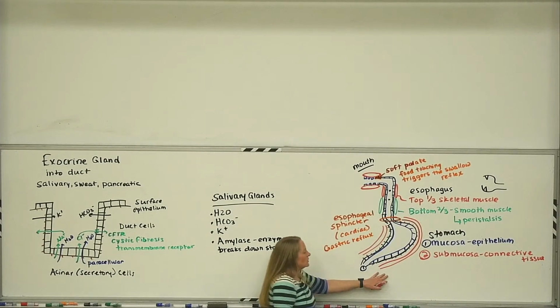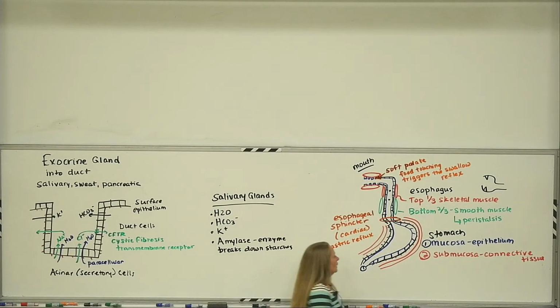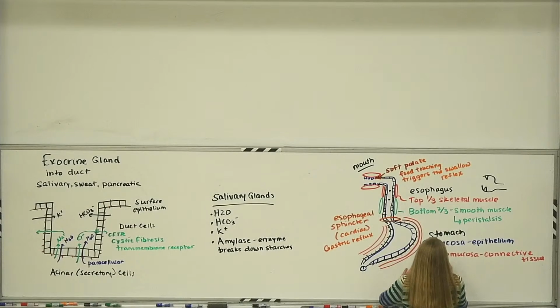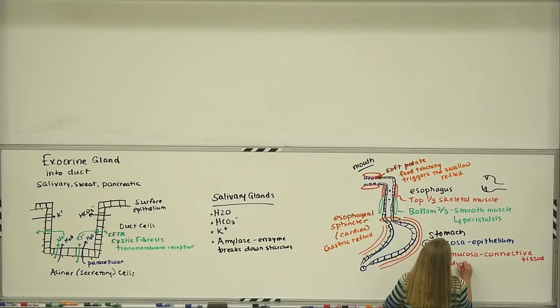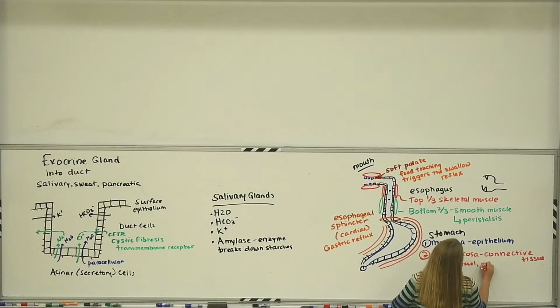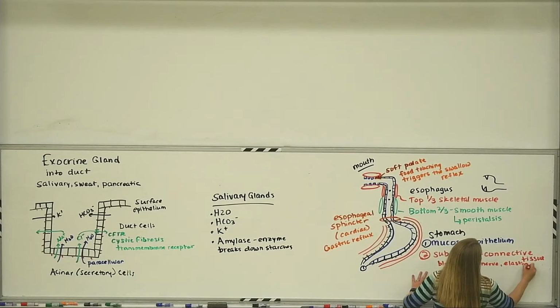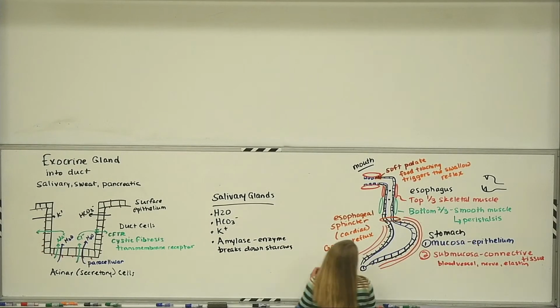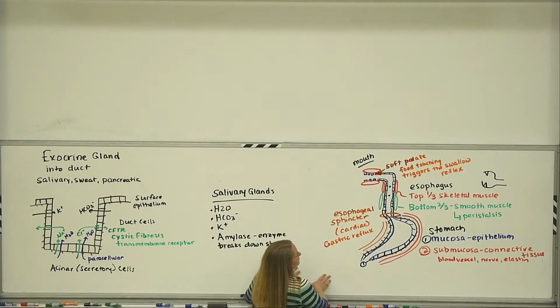And in the connective tissue layer is where we're going to have all of our blood vessels, we're going to have our nerves. We're going to have extracellular proteins like elastin and collagen. And that elastin is also going to help with being able to stretch your stomach when you need to. So blood vessel, nerve, and I'll just say elastin. I didn't leave myself enough room.